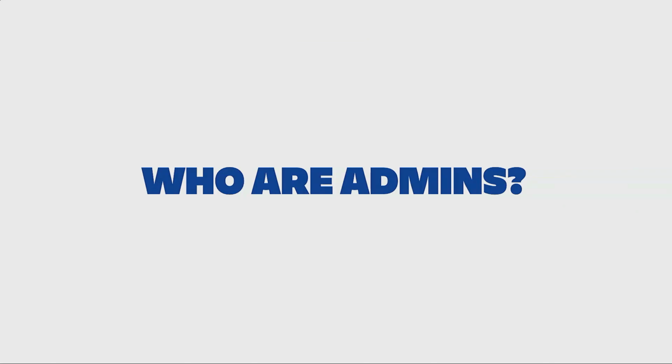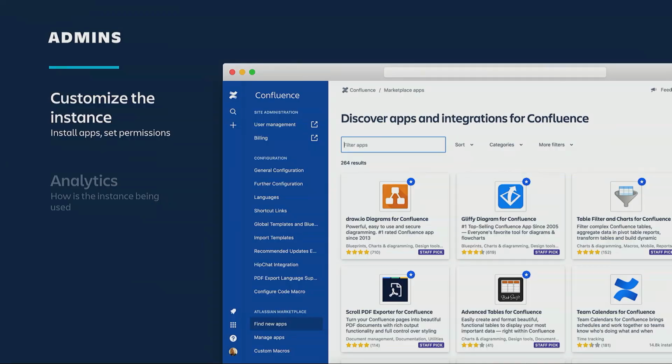So, what do admins do? They're the people who often have the credit card that's being used to buy Confluence. That also means they have the credit card that is used to install apps. Admins are the people who install the apps either because they know of them already or someone requests them to do that.